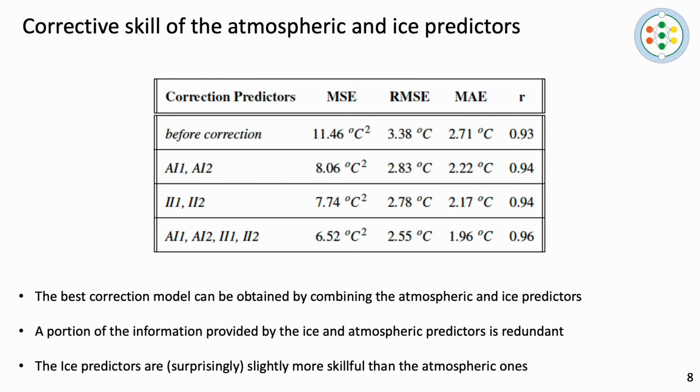An interesting exercise that we can do is assessing which predictors contributed more to the model skill. To understand this, we repeated the training by feeding the model only with either the atmospheric or the ice predictors. And we see that in general, the best correction model is obtained by combining the two predictor types. However, we also see that a portion of the information provided by the ice and atmospheric predictors is redundant, and this can be interpreted with the consideration that we normally observe colder temperatures over thicker ice. And finally, we also see that the ice predictors are slightly more skillful than the atmospheric ones.